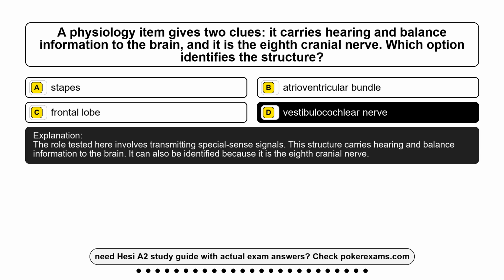The role tested here involves transmitting special-sense signals. This structure carries hearing and balance information to the brain. It can also be identified because it is the 8th cranial nerve.